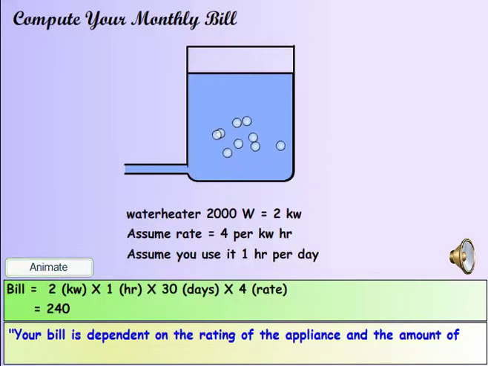If your water heater is rated 2 kilowatts and you use it for an hour every day, then assuming that the month has 30 days, the contribution of the water heater to your monthly electricity bill would be 240.